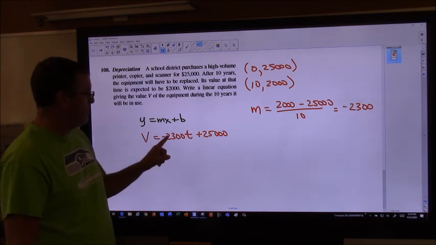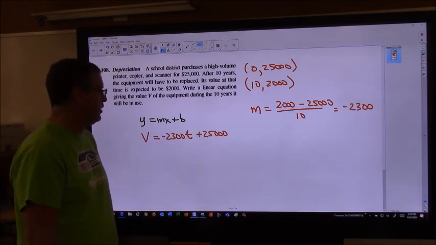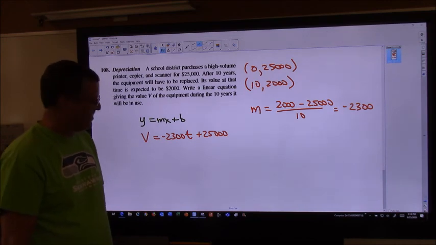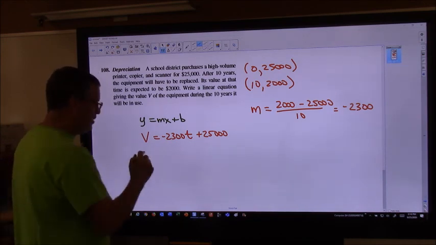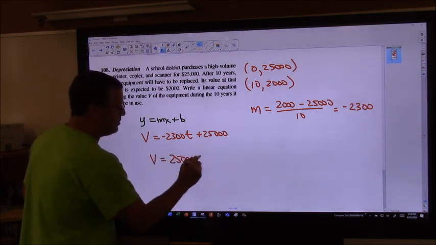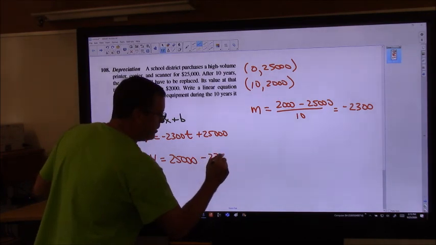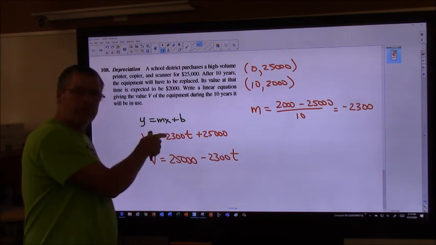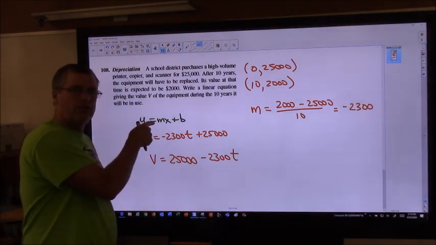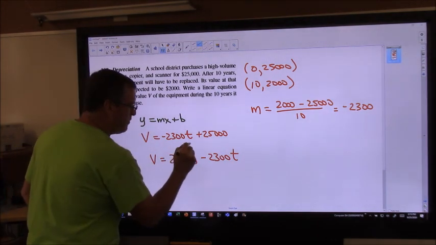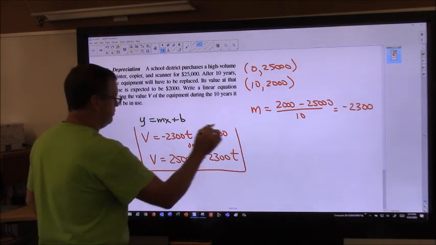So I have this equation in y equals mx plus b form, but I'll tell you what, the people in Europe would look at this and go, you Americans are weird. And they're right. They would have written the equation this way. The value starts at $25,000 and then it decreases by $2,300 per year. And if I had to try and argue that our method is better, I would look a little foolish. I think their method is a little bit better.